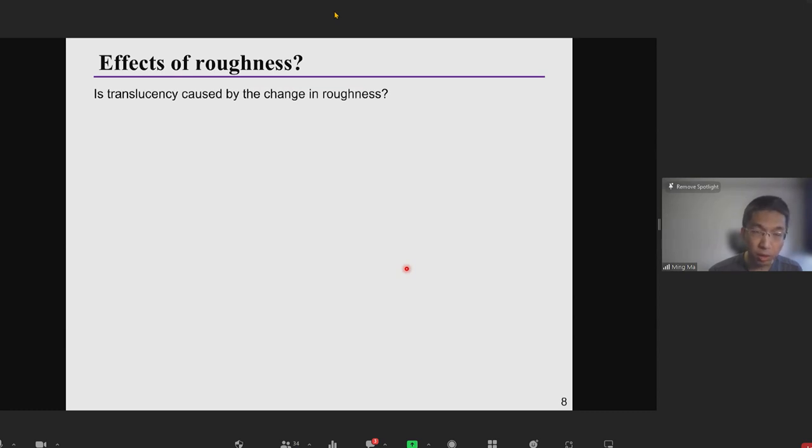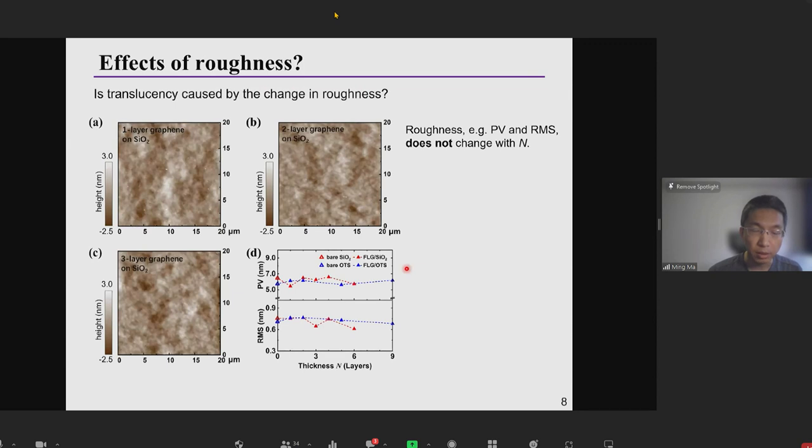In order to answer this question, we took very careful and intensive measurements of the roughness of the surface. Here we show some of the key measurements. From figure A to figure C, it shows the morphology of the graphene with one layer, two layers, or three layers supported on silica. First, just by eye, because we are using the same legend, you see that there is negligible qualitative difference.